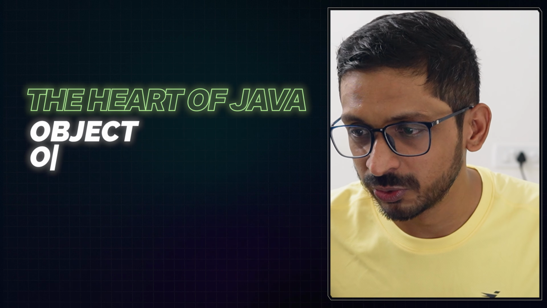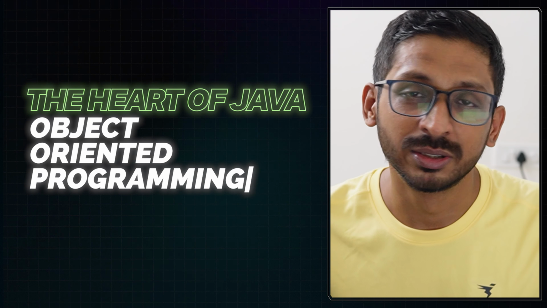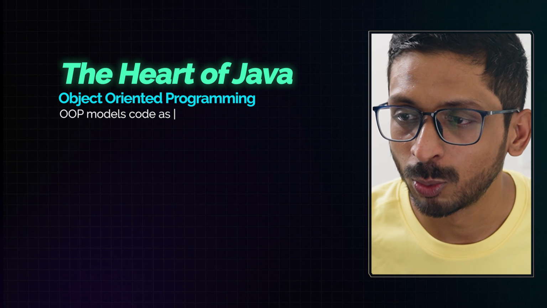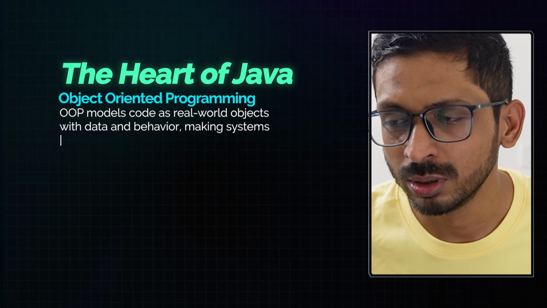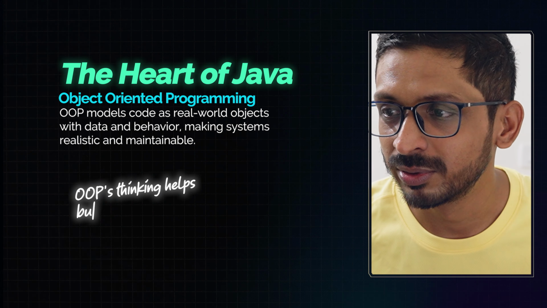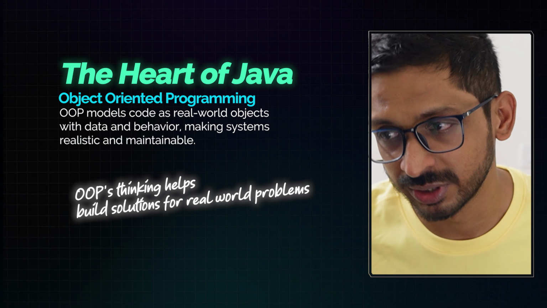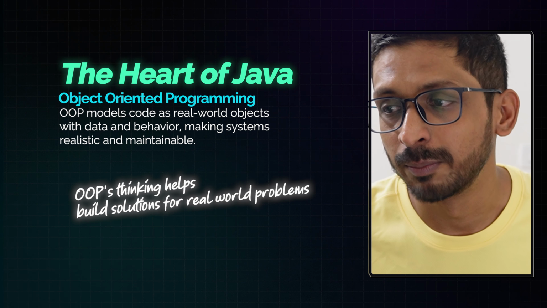At the very core of Java lies the powerful principle that is object-oriented programming. Java uses object-oriented programming to model software just like the real world, that is creating objects that have data and behavior. This makes your application much more intuitive to design, easier to maintain, and better organized.